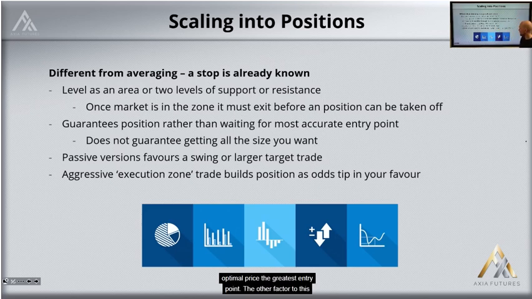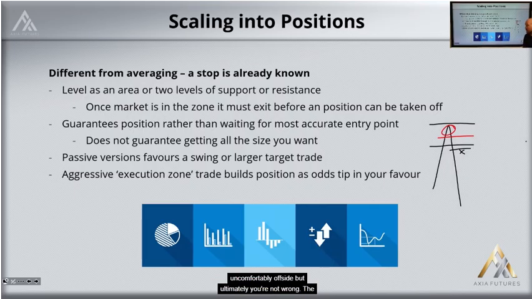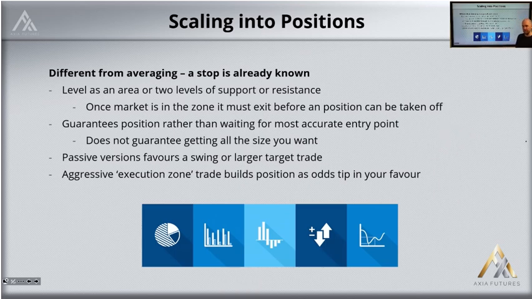the greatest entry point. The other factor to this as well, which harks back to a swing type style, is if, say, you're zoned to scale in, you're looking for a market to move up into here and fall back, you can't exit the trade until at least you've fallen out of this zone. Because if you've not fallen out of there, in no way are you right yet. So you have to bear that in mind, that it could imply that you sit with an average price here, watching the market trade here. You're uncomfortably offside, but ultimately you're not wrong. The idea, like I say, is about guaranteeing position rather than waiting for the most accurate entry point.